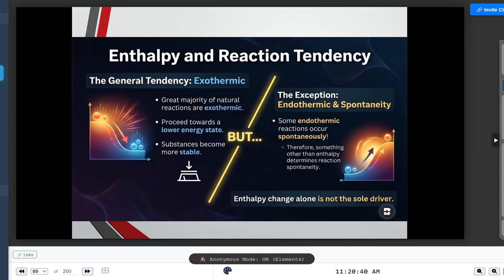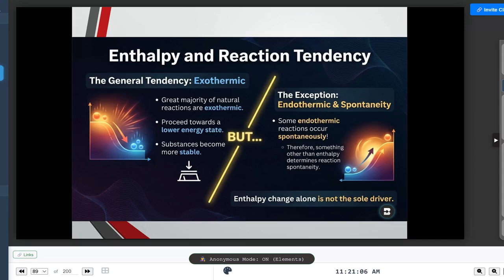So when we think about the tendencies for our exothermic reactions, most of the reactions that we know of are exothermic. And why? Because we're all tending toward having the universe cool down, right? So the energy in the universe is basically dispersing, and eventually we'll reach heat death, right? So we're proceeding toward a lower energy state, and it becomes more stable.